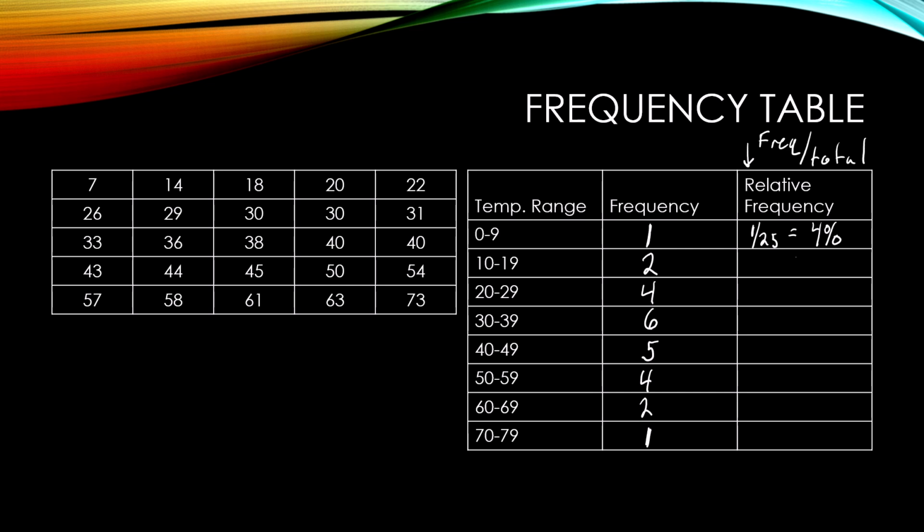So let's see, this ends up being 8%, 16%, 24%, because these are all out of 25. Each 25th is 4%. So we have 20% here, 16%, 8%, and 4%. So we will use a table like this to create a histogram.